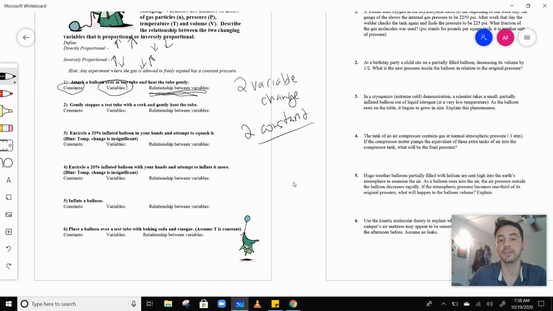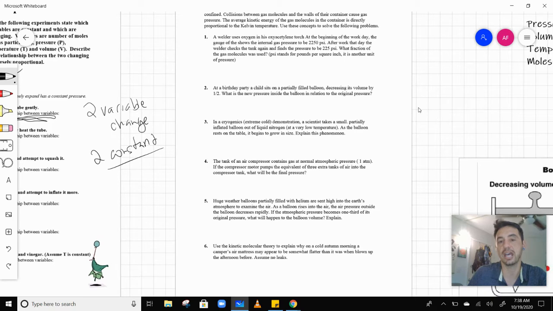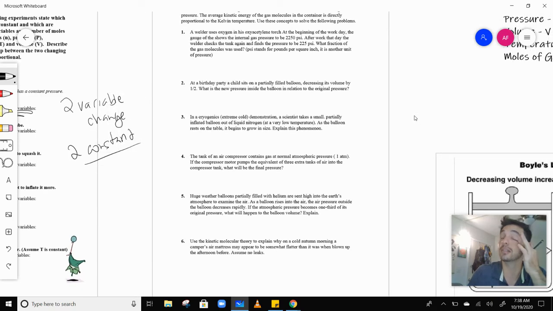The other part here is a very similar kind of situation. There are going to be two variables that change and two that stay constant. And then you have to tell me what's going to happen, describe it, and tell me why. So read these over and figure them out as best you can. They're tricky, so just think, think, think.